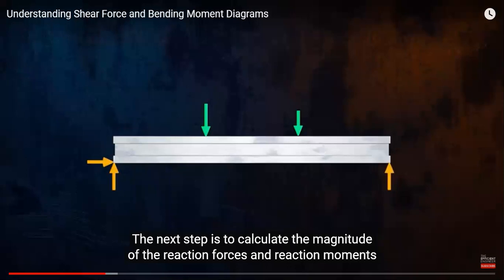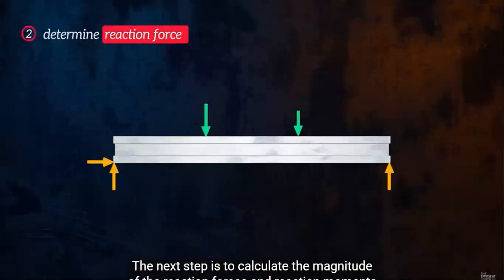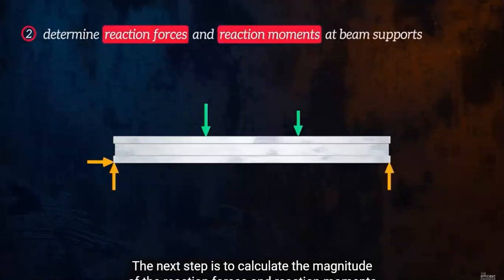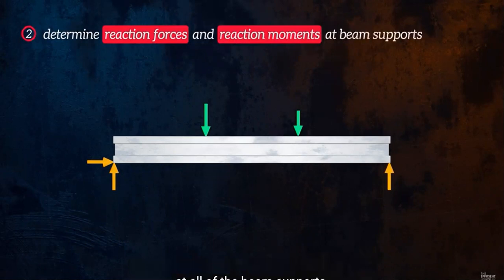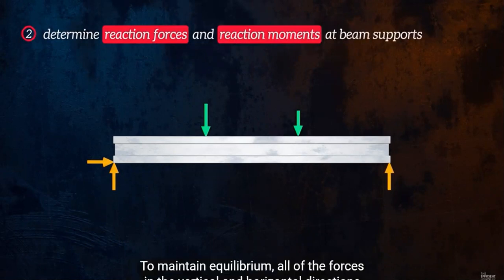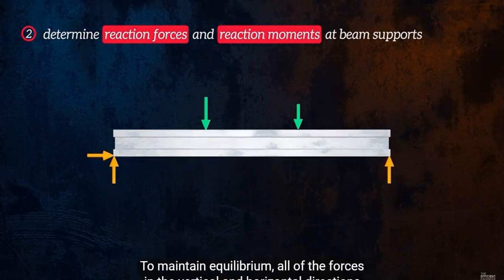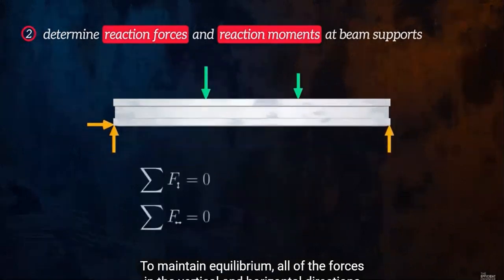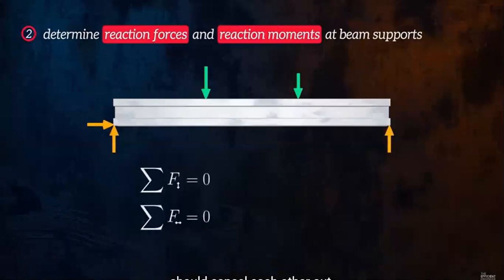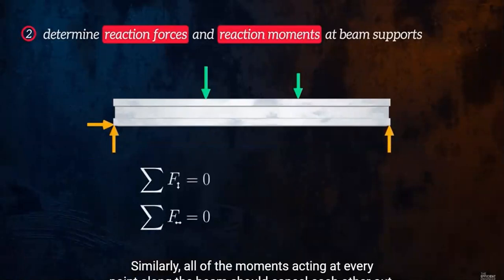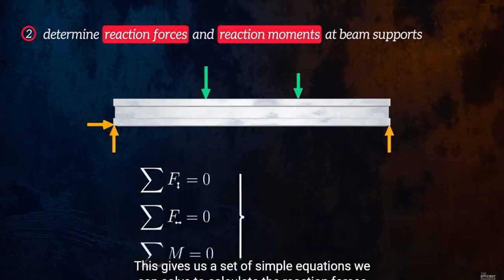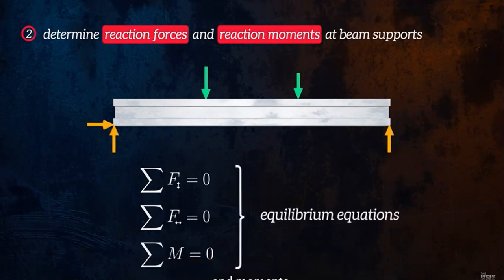The next step is to calculate the magnitude of the reaction forces and reaction moments at all of the beam supports. We do this using the concept of equilibrium. To maintain equilibrium, all of the forces in the vertical and horizontal directions should cancel each other out. Similarly, all of the moments acting at every point along the beam should cancel each other out. This gives us a set of simple equations we can solve to calculate the reaction forces and moments.